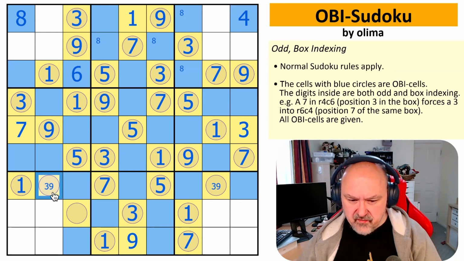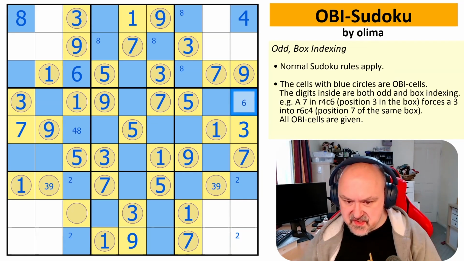3 or 9 for 2 means one of those is 2. So this is 4 or 8. There's almost certainly stuff I'm missing here. 2 is in 3 or 9. So one of those is 2. So this is 6 or 8.